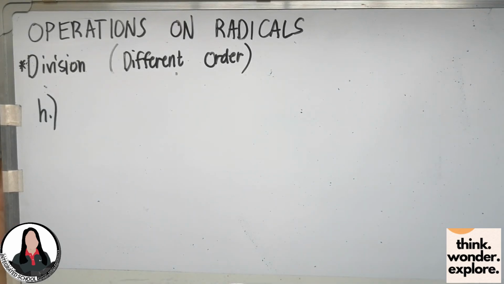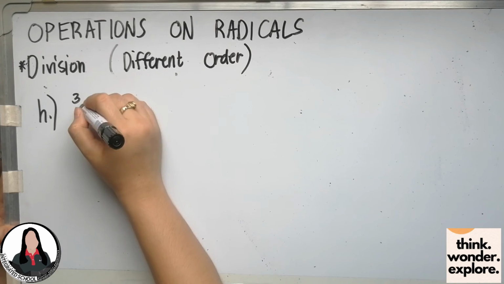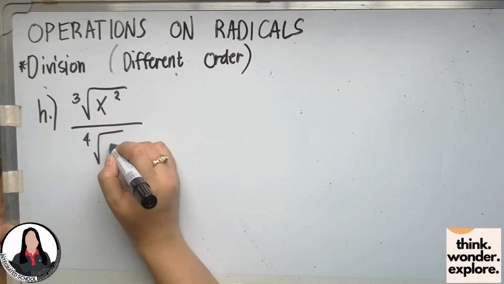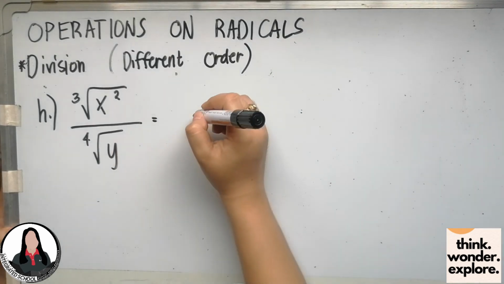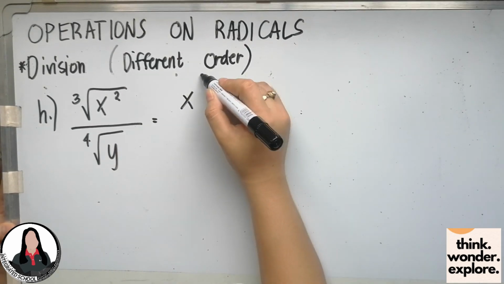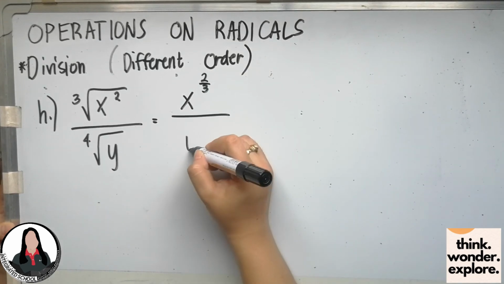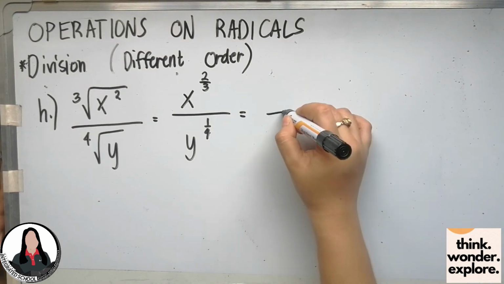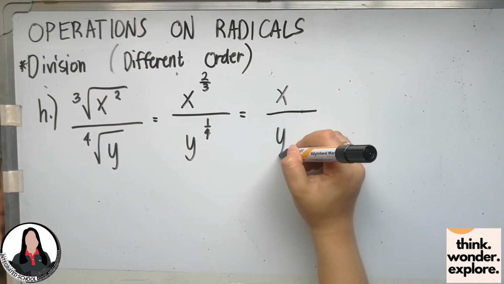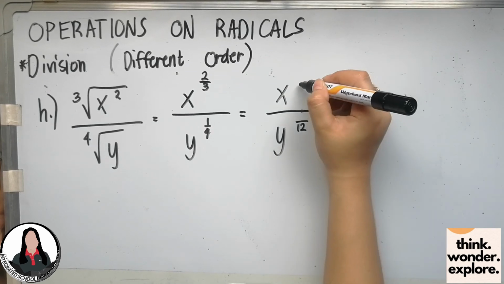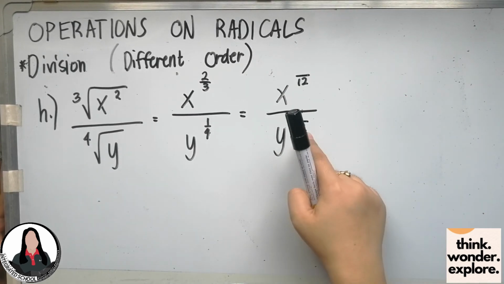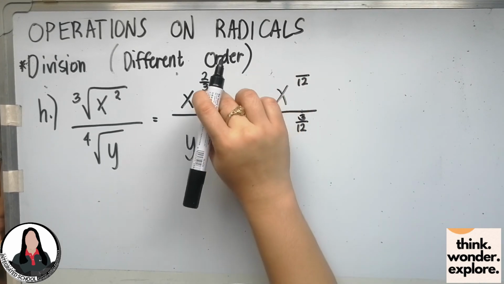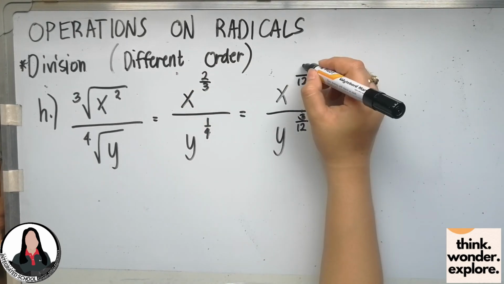So, for the last example, under the division of radicals, we have the cube root of x squared all over the 4th root of y. So, let us rewrite this sa kanilang exponential form. We have x raised to 2/3 all over y raised to 1/4. Okay, so let us get the LCM of 3 and 4. Simply, that is 12. So, copy lang natin yung bases. And then, we write 12 as the new denominator of our exponent. So, 12 divided by 4, that's 3 times 1, that's 3. And then 12 divided by 3, that's 4 times 2, have 8.